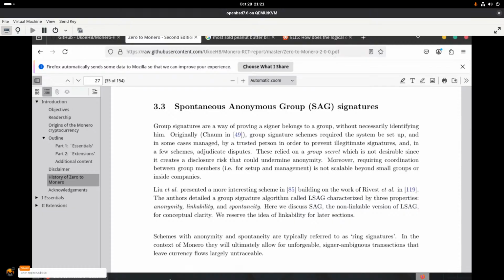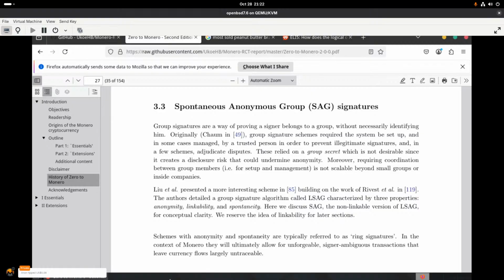So, spontaneous anonymous group, SAG signatures. Group signatures are a way of proving a sender belongs to a group without necessarily identifying him. Originally, Chaumian group signature schemes required the system to be set up and in some cases managed by a trusted person in order to prevent illegitimate signatures, and in a few schemes, adjudicate disputes. These relied on a group secret, which is not desirable since it creates a disclosure risk that could undermine anonymity. Moreover, requiring coordination between group members, i.e. for setup and management, is not scalable beyond small groups or inside companies.